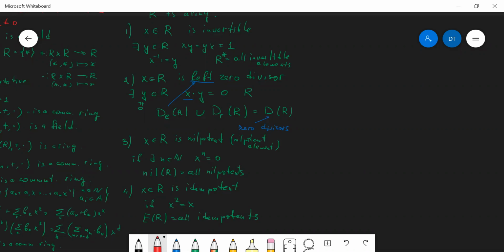But just in case, let me repeat what happens here, just to summarize. We have four different notions for the elements. The first thing is invertibility: an element is invertible or not invertible. Then zero divisor: an element is either a zero divisor or not, and in a non-commutative ring we have two options, left zero divisor or right zero divisor. Then we have the notion of a nilpotent element, and then the notion of an idempotent element. Idempotent means that if you raise it to a power, nothing changes.